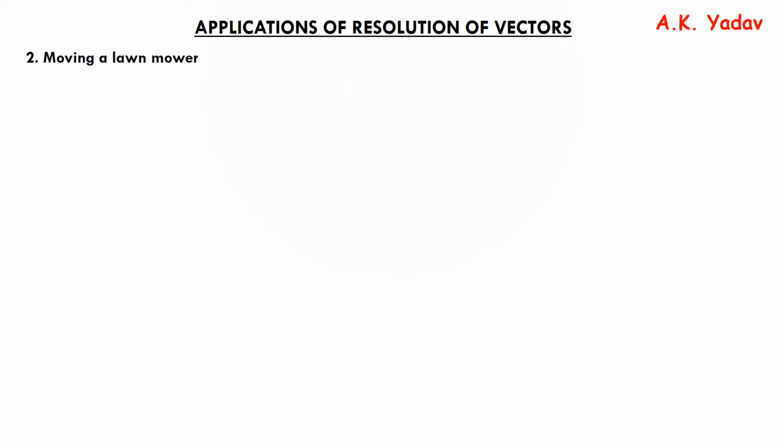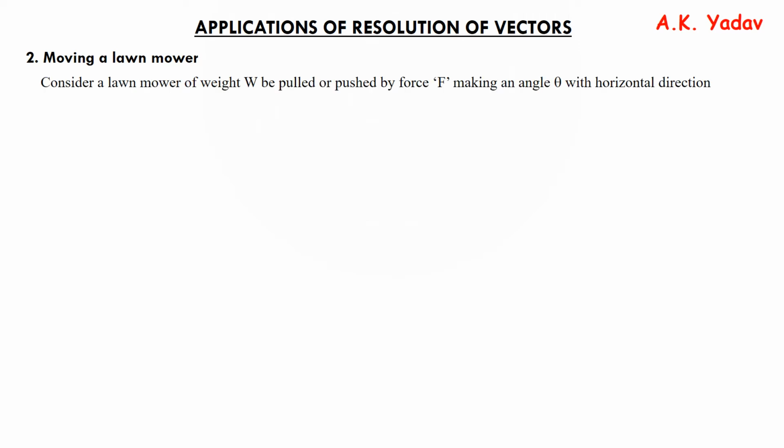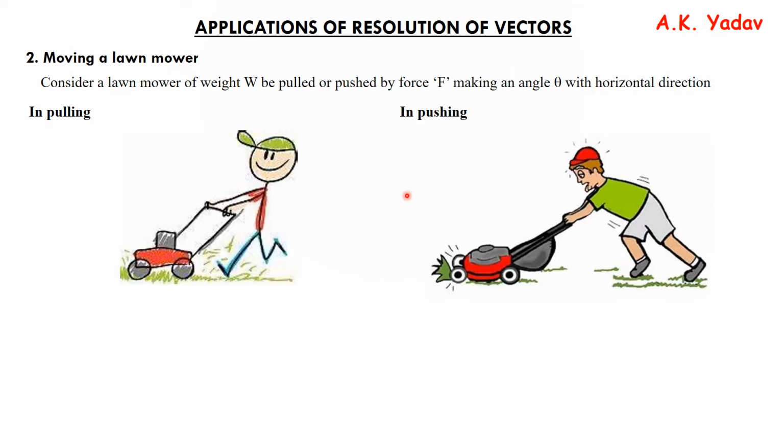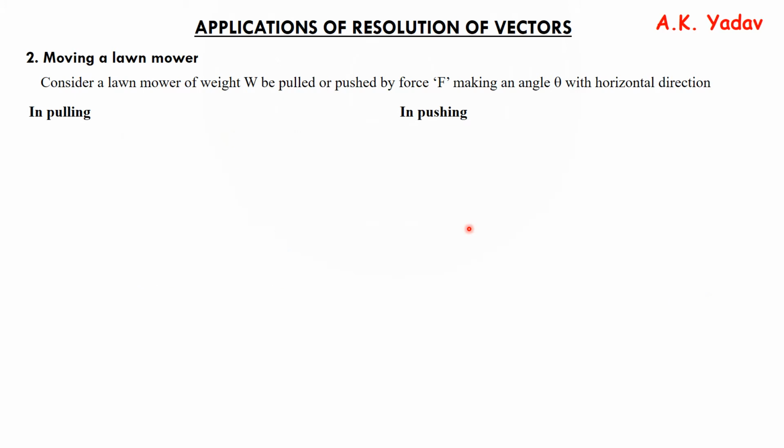So the second application, moving a lawn mower. Consider a lawn mower of weight W being pulled or pushed by force F making an angle theta with the horizontal direction. So there are two scenarios, one is pulling, the other is pushing, and it is very clear from the figure that while pulling the person has to apply less force, while pushing he has to apply more force. Now let us understand the concept.